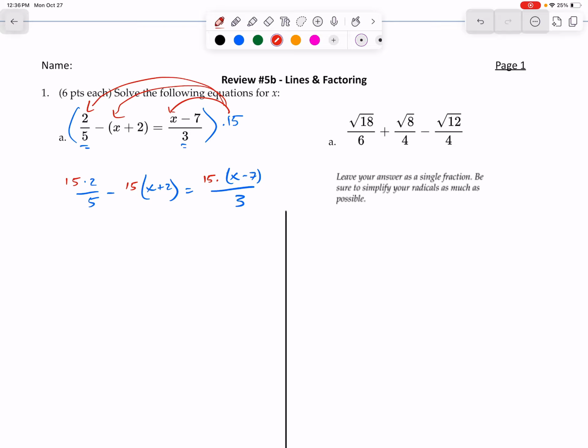So 15 times 2 over 5, I think I'm going to factor out. I got 5 goes into 5 once, goes into 15 3 times. So this turns into 6. And then here, I need to remember that I'm distributing negative 15 to both of those. So I get minus 15x minus 30 equals, and then remember to distribute this also.